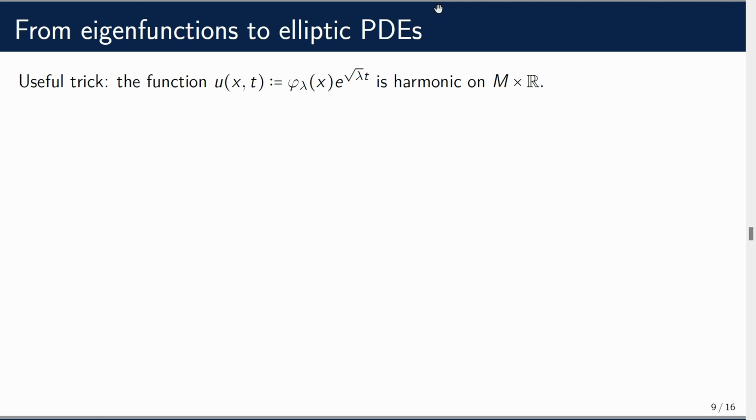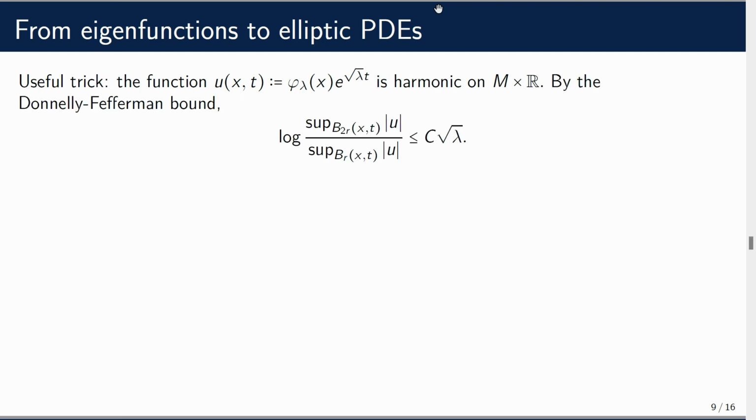Okay, let me just tell you, we actually don't want to think about eigenfunctions, but we want to think about solutions of elliptic PDEs. In this sense, the inequality we have is more general. And what is the connection? If you take your eigenfunction and you multiply it by e to the square root of lambda t, so you add an extra variable, this function is harmonic in the product manifold, M times R. Okay, and by harmonic, I mean harmonic with respect to the Laplacian on M. So it's a solution of an elliptic PDE in divergence form in local coordinates. Moreover, by this bound of Donnelly-Fefferman, which this time I wrote correctly without a typo, it has this bound on the growth. Okay, so it's not just a harmonic function; it's a harmonic function with a bounded growth.